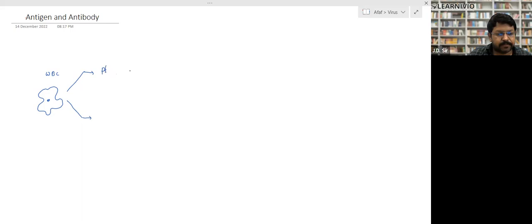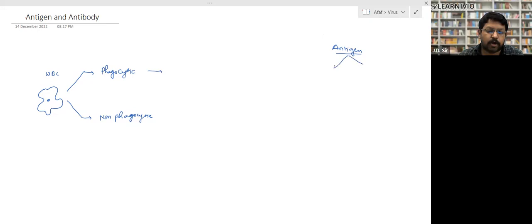Phagocytic, and another one is non-phagocytic. Now, what are the antigens? Any kind of substance, living or non-living, which starts the production of antibody in our body when it enters inside the body, is the antigen.